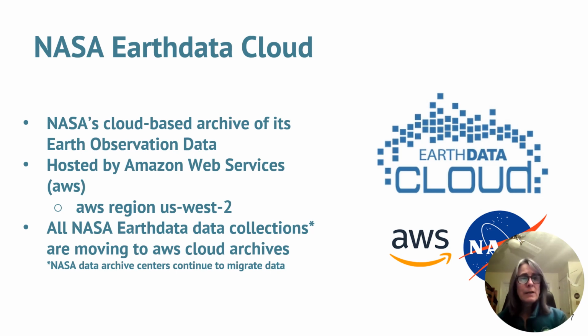So NASA Earth Data Cloud is a cloud-based archive of its Earth data observation data. Currently, it's hosted on Amazon Web Services. It's in the US West 2 region of AWS, and all NASA Earth data collections are moving to these AWS cloud archives. A large percentage of data are already there, and the NASA data centers that I just shared will continue to migrate data to the Earth Data Cloud.